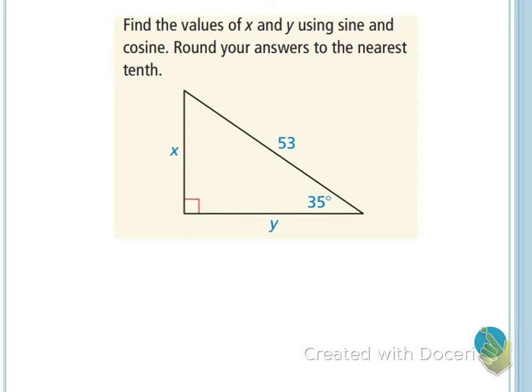Find the values of x and y using sine and cosine. So we're going to label the sides from 35 degrees. Which of these is the hypotenuse?